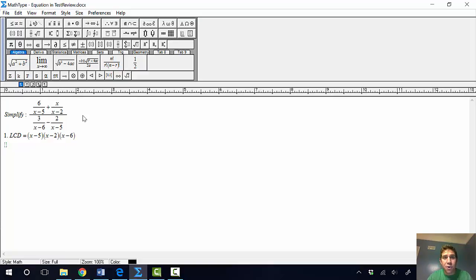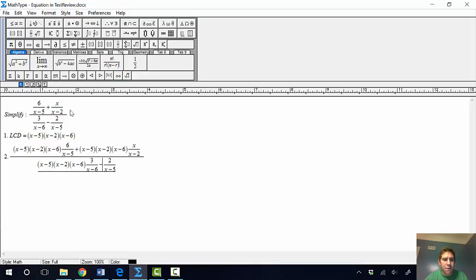The second step after we find the LCD is clear fractions. Let's multiply this LCD by every term or every fraction in this complex fraction. So I will multiply the first fraction by my LCD, the second fraction by my LCD, the third fraction, and the fourth fraction by my LCD. And it's important that you really multiply every term.